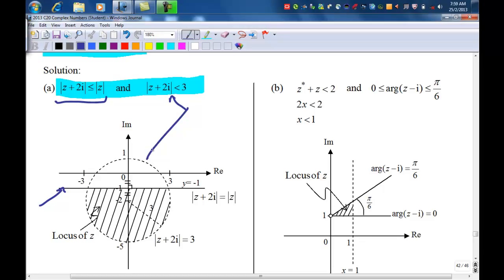Everything inside this circle. So you want to have z that satisfy both inequalities. Okay, so that means you must be looking at everything inside this circle and below the line as well. So your answer is the one that I'm highlighting in blue here. Okay, done.